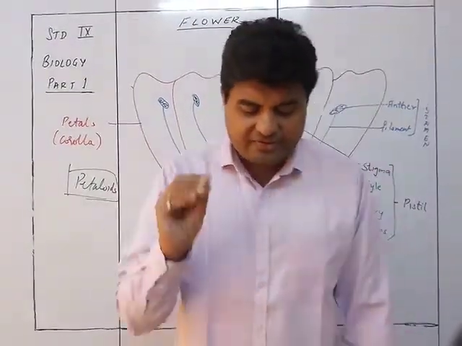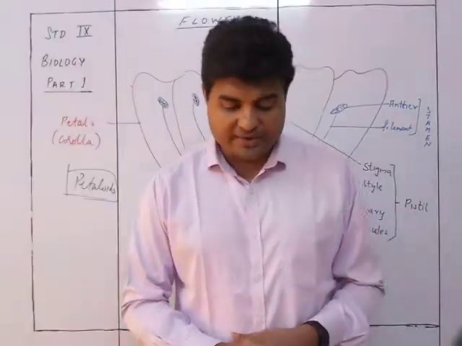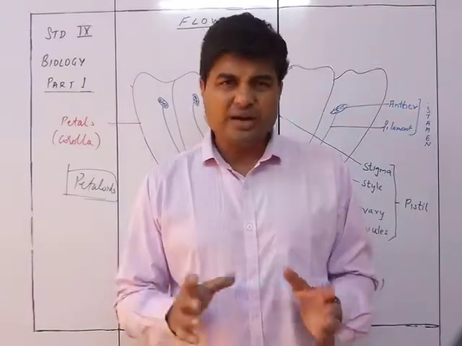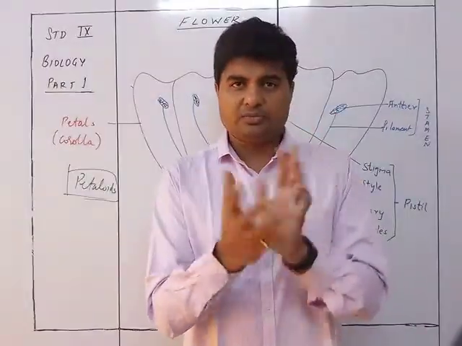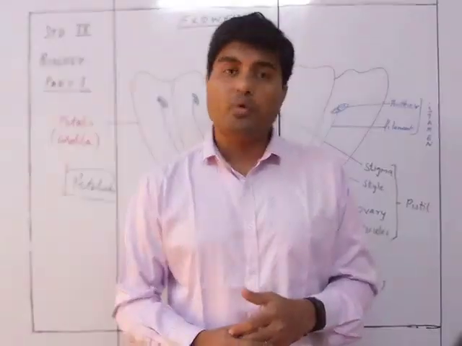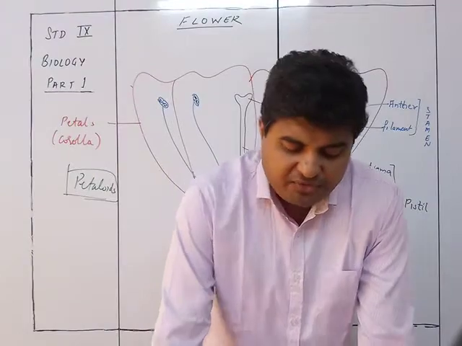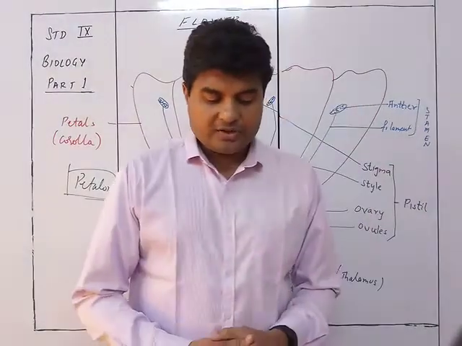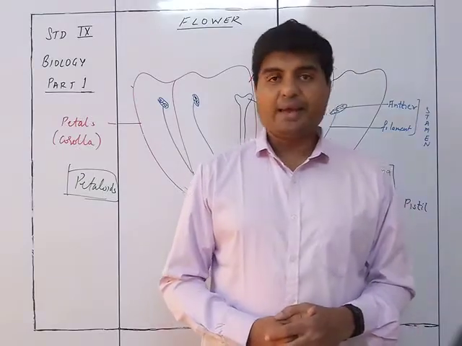Usually there are 5 sepals. Sometimes they may be less, or in a few cases even more. Generally there are 5 green sepals, but sometimes it could be more or less. The sepals may be free, that is polysepalous, or fused, gamosepalous.